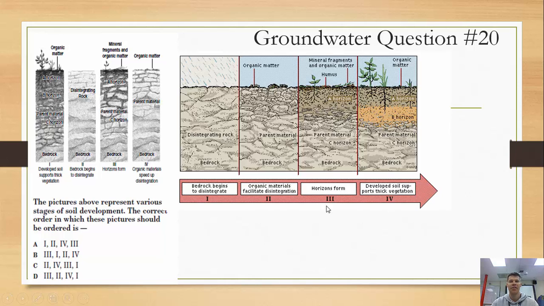All right, we have a diagram here that shows the development of soil. It takes a long time to develop soil.